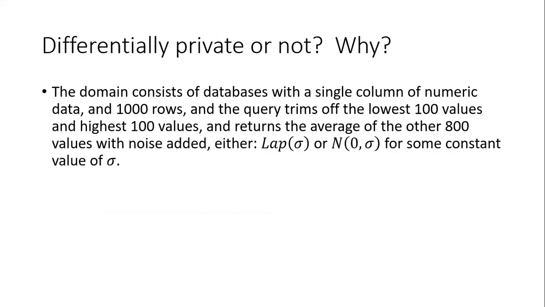Okay, so changing it up, adding noise. So you have a domain that's, again, databases with a single column of numeric data, still 1,000 rows, trim off the top 100 and the last 100, and it returns the average of those 800 values with noise added, either Laplacian noise like I did before, or Gaussian noise with some constant value for the standard deviation. Guesses?